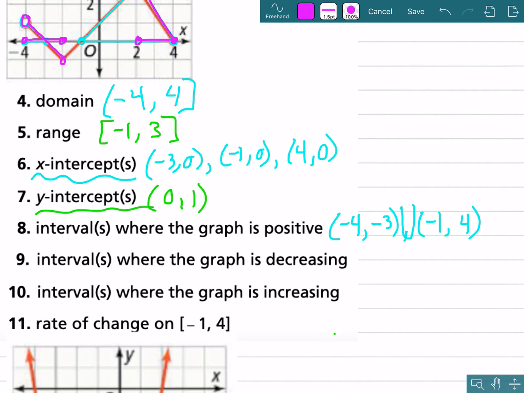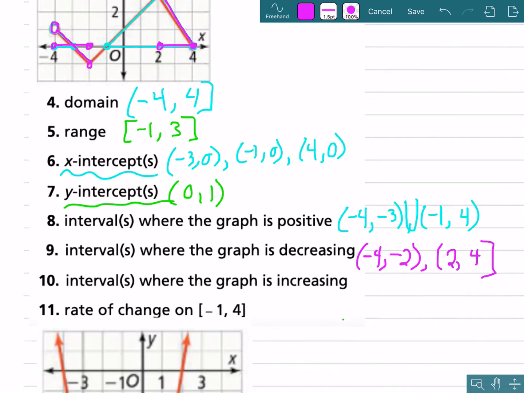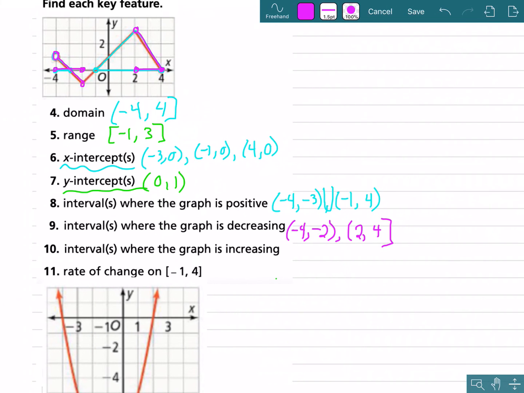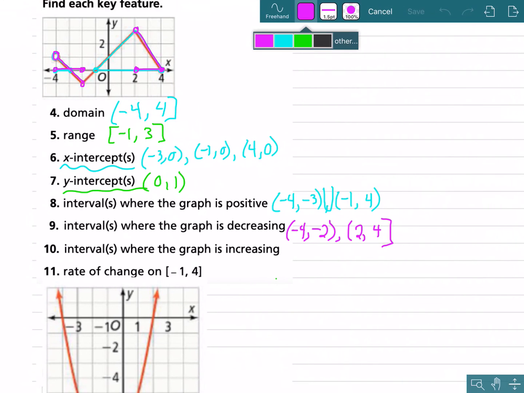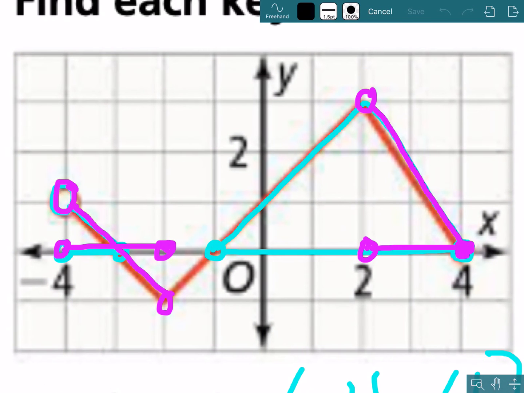Okay, so I can see from -4 to -2, my graph is going down. And then from +2 to +4, included, my graph is going down. Okay, so there's my interval where the graph is decreasing. And then finally, interval where the graph is increasing. We go ahead here, take a look. Again, this is going to be an open circle here, and all the points in between.